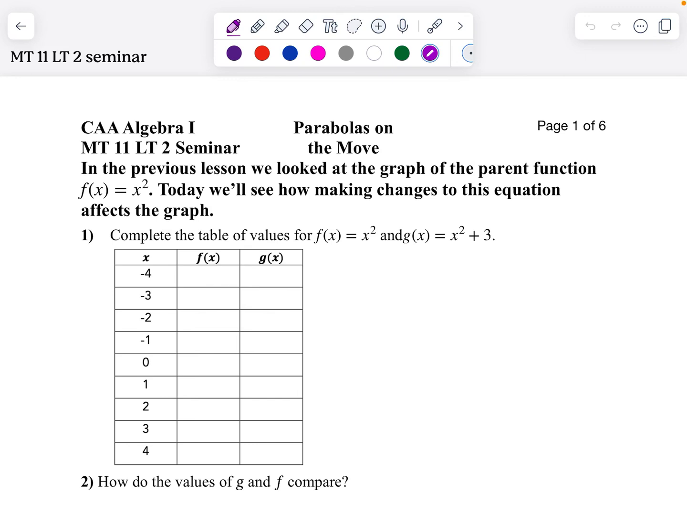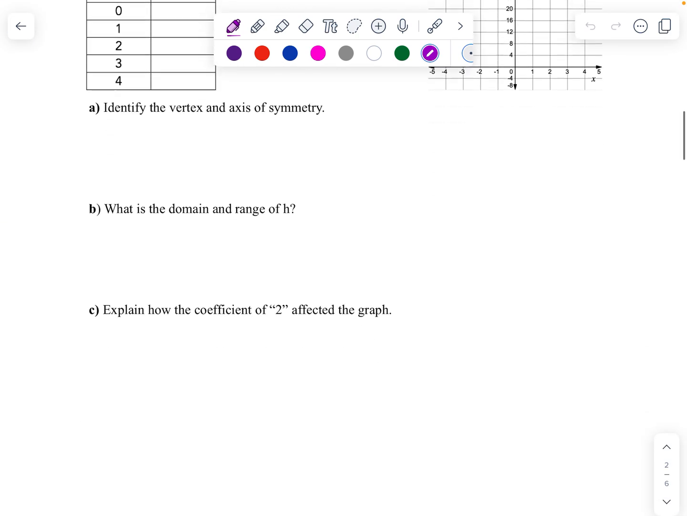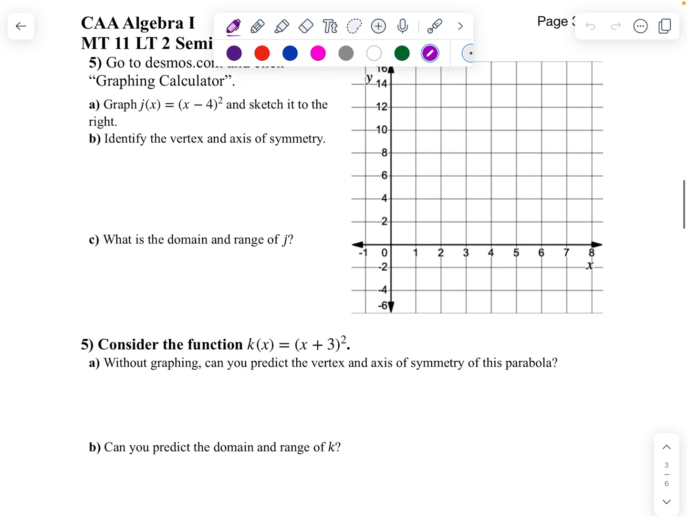Hello, take a look at your MT11 LT2 seminar. Most of this lesson you're going to discover by yourself. So I want you to do the first 7 questions. Don't skip them, because you're not going to get the learning. You're going to discover what you need to discover. So after you do the first 7 problems, then restart this video.